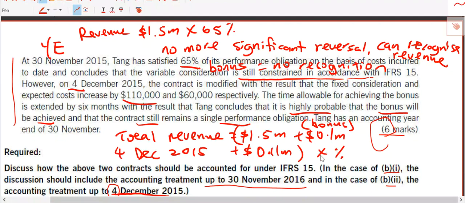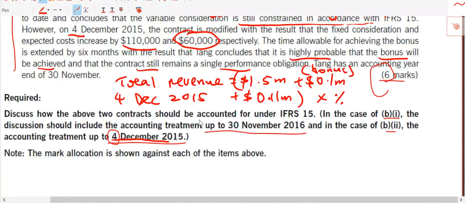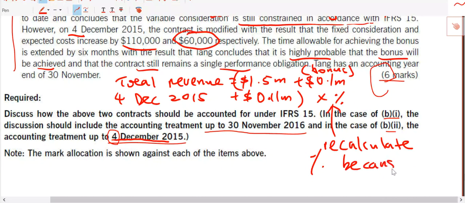So do we use back 65%? Not quite true, because the percentage of completion is calculated based on cost incurred, and we have modified the cost already. We added new cost. So we need to recalculate the percentage because the total costs are revised.